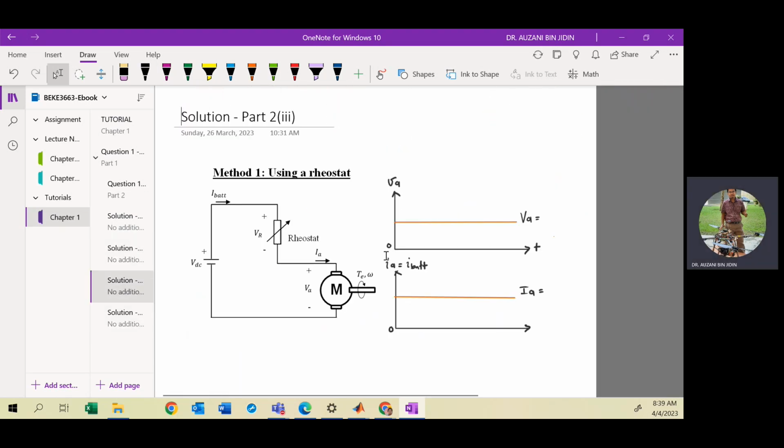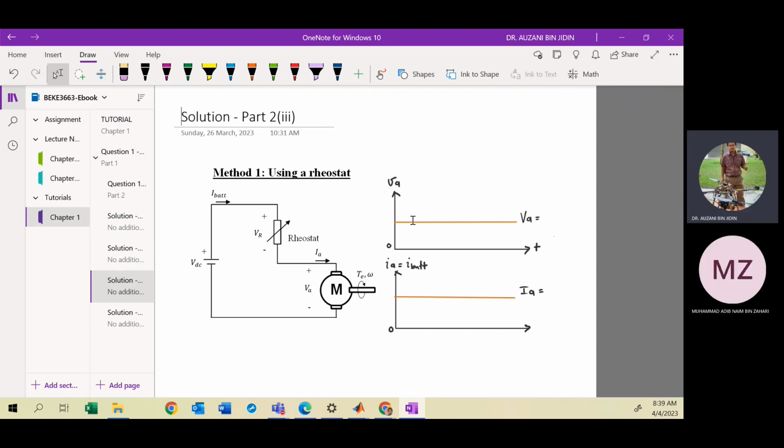Okay, then next page. So this is the expected waveform in method number 1. You can notice that the voltage across the motor, VA, is a continuous straight line, because your current is also continuous. All elements are connected in series. So this is your VA as calculated above, which is 91.63 volt.